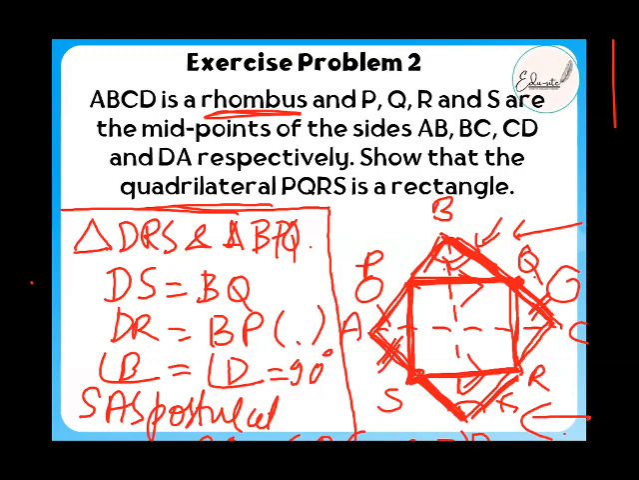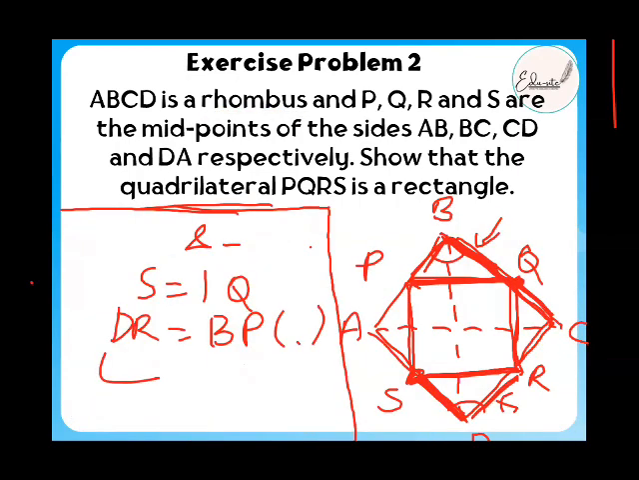And AP is equal to CR and QC is equal to AS. So the angles of the rhombus, opposite angles are equal. Angle A is equal to angle C. All this proves the SAS postulate again. From the SAS congruency, these two triangles are congruent. Hence, PS is equal to QR.